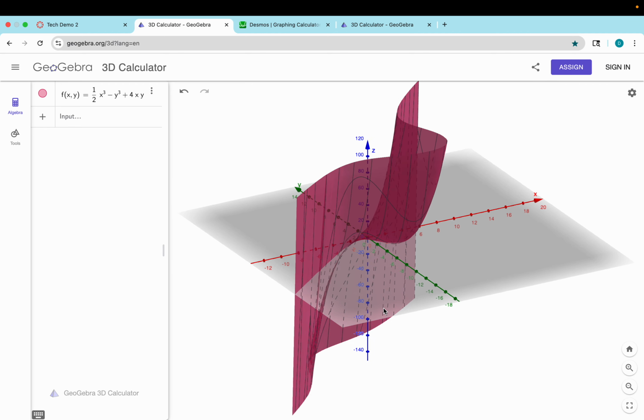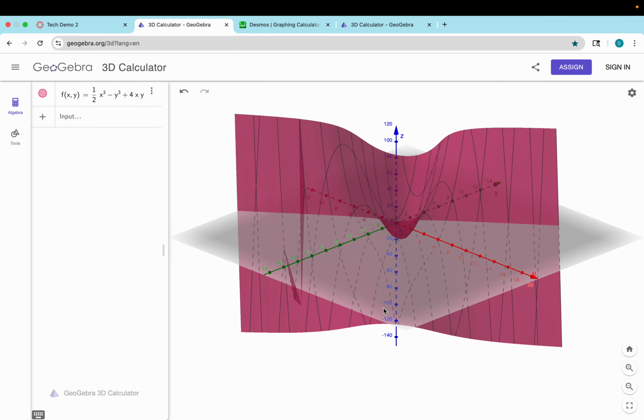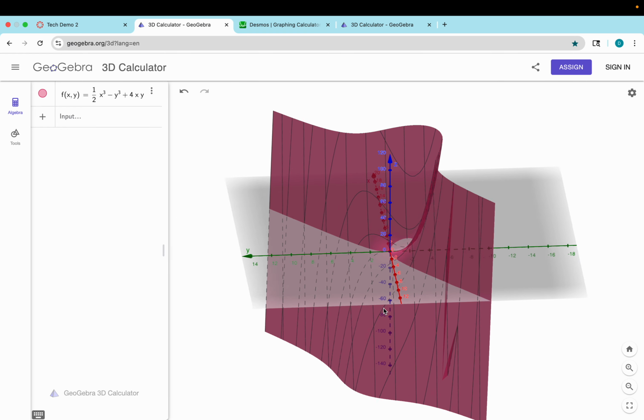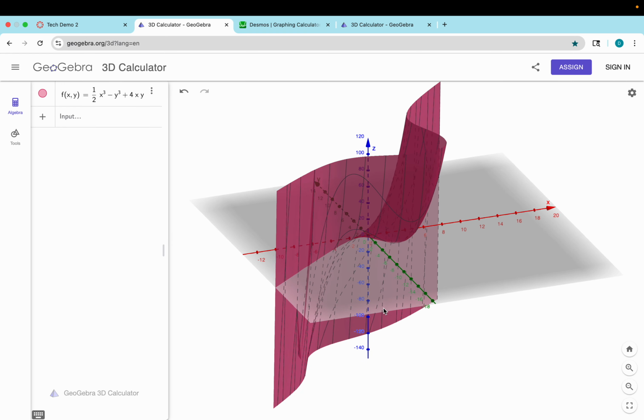This visualization will help when we later examine the contour plot and tangent plane, because it gives us a solid understanding of the overall 3D structure of the function.